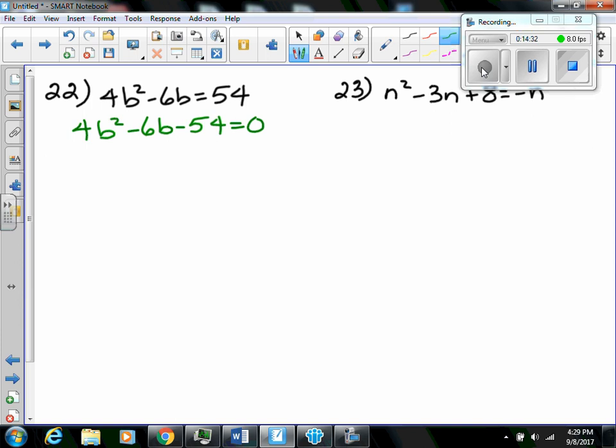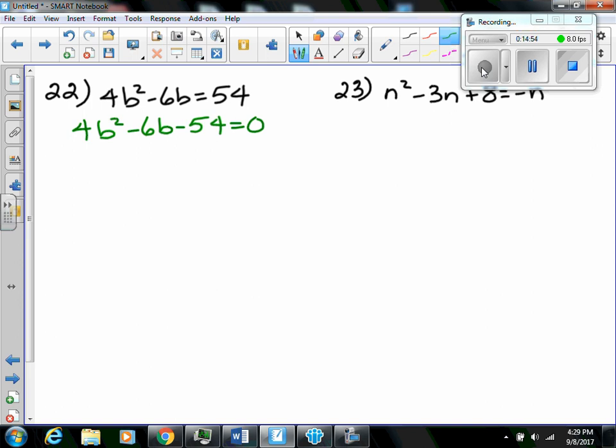Well, in order to complete the square, I need my leading coefficient to be a 1. So that means I would have to divide all of my terms by 4. And if I divide this middle term by 4, it's not going to come out even. And it's going to be kind of ugly to work with for a completing the square problem. So I'm not going to use completing the square here. I'm going to do the quadratic formula.